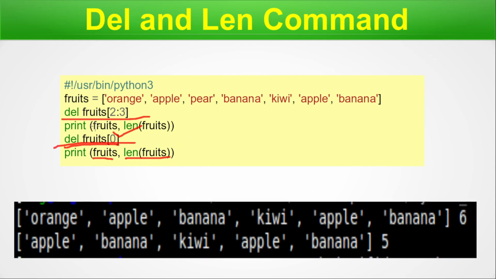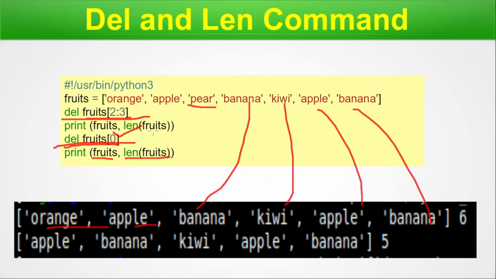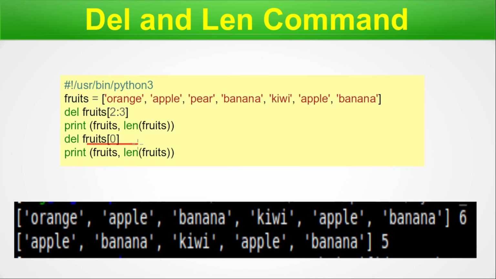So you can see after we deleted 2 to 3, what happens: orange appears there, and then from pear, that means the 2nd element, up to it, this only has vanished, because banana is here, right? So banana is here, kiwi is here, apple is here, banana is here, again apple is here, and orange is here. So by this deletion, pear goes out of it. That means the pear is deleted from the list. And next, as we have deleted the 0, that means the orange is deleted and the apple shifts this side and comes here. So you can see orange is deleted by the del command.